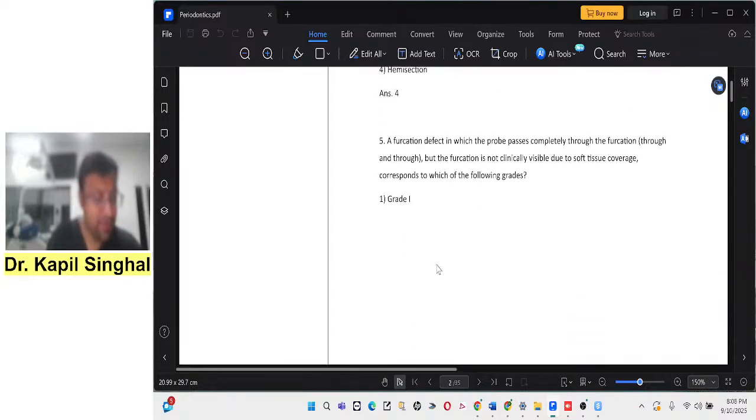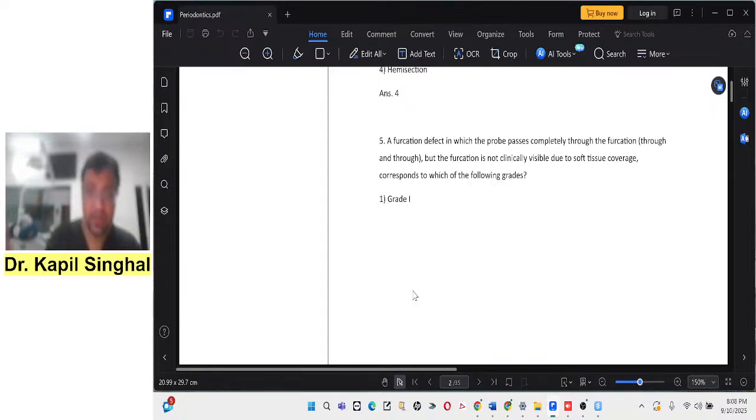Next question, question number 5. A furcation defect in which the probe passes completely through the furcation, through and through. Okay, so through the furcation, it means it could be grade 3 or grade 4. Because through and through pass is grade 3 or grade 4. The difference between grade 3 and grade 4 is that in grade 3 clinically you cannot see through and through, but in grade 4 you can see clinically through and through.